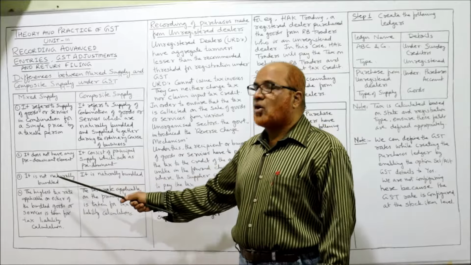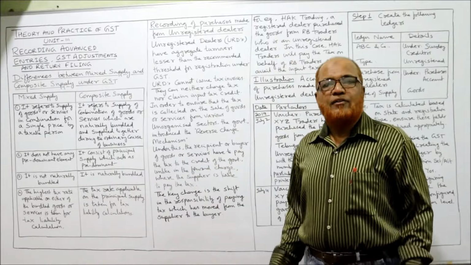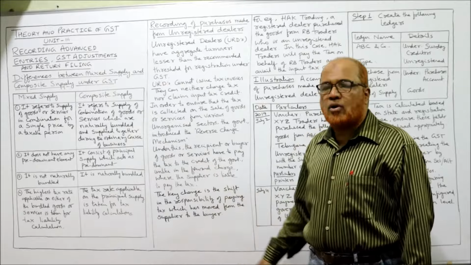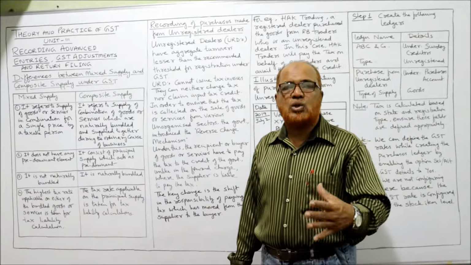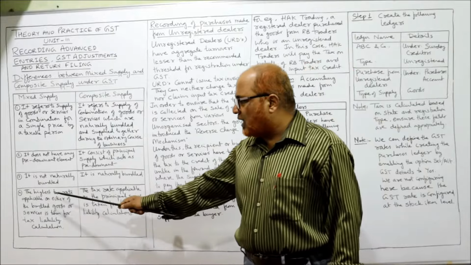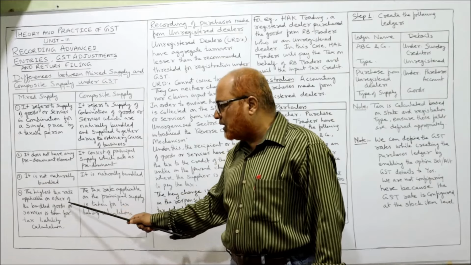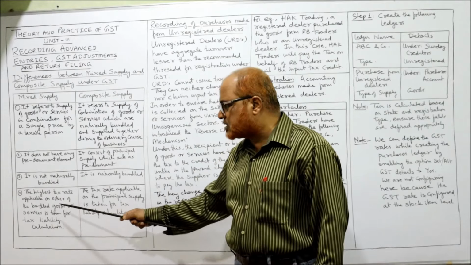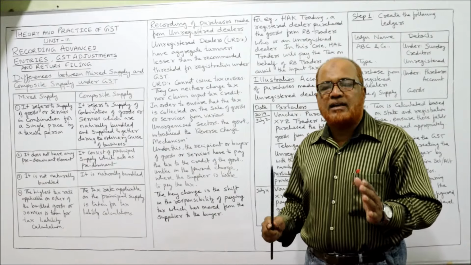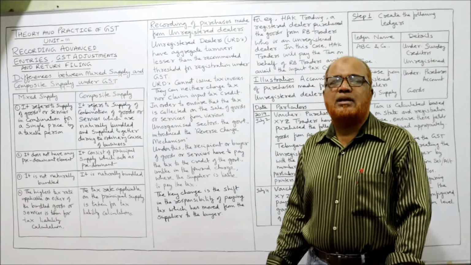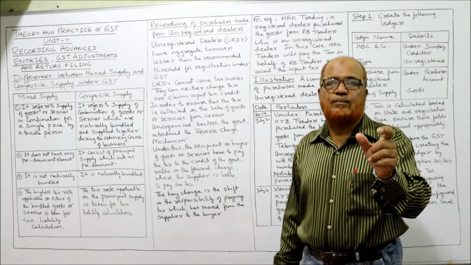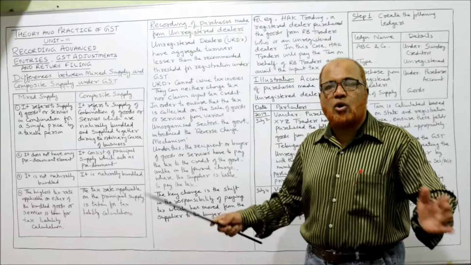The third difference is that mixed supply is not naturally blended. We have blended it and sell it to the customers. But in case of composite supply, it is naturally bundled. Now, the highest tax rate applicable on any of the bundled goods or services is taken for tax liability calculation. While calculating the tax liability, we take the highest rate of the goods in that bundle, in that combination of goods.